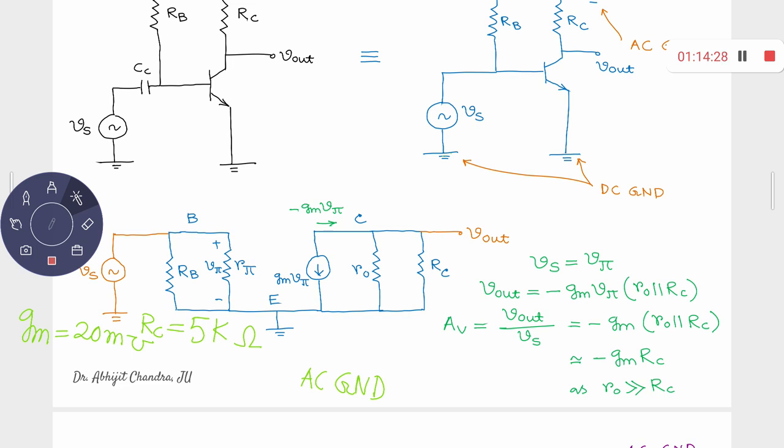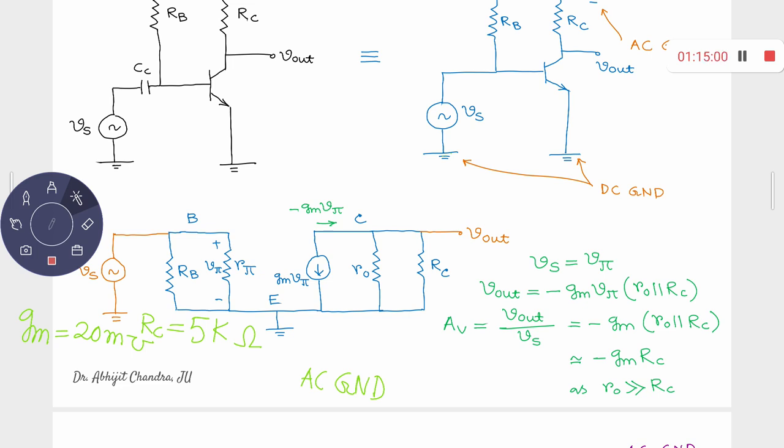This voltage gain is a function of gm. Av is equal to minus gm times RC. And what is gm? gm is equal to ICQ upon VT. If you operate this particular amplifier at a fixed temperature, then the gain is constant. But if you design this amplifier at two different temperatures, say at 50 degrees centigrade, then you will see that there is a change in the gain, even if the circuit components are the same.